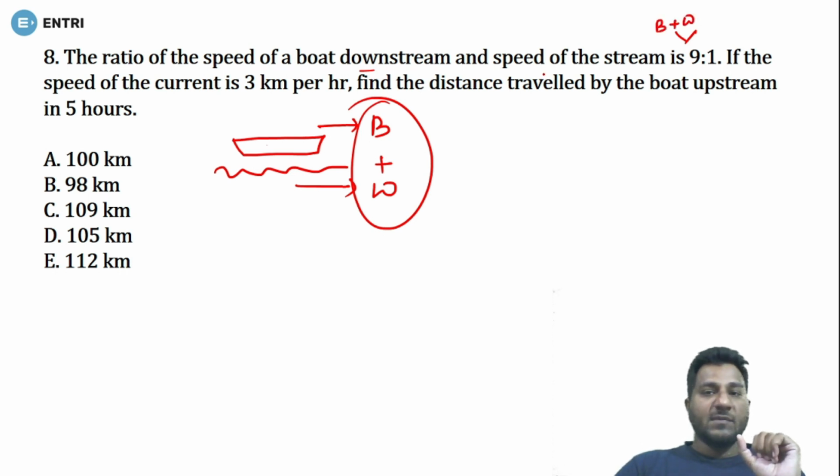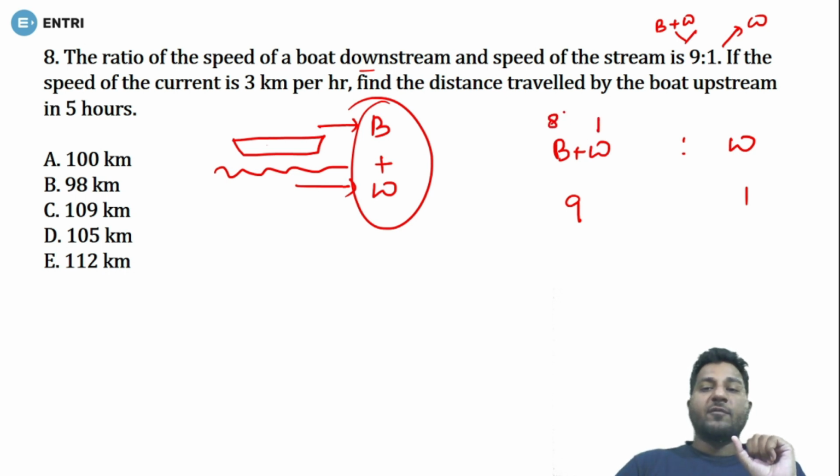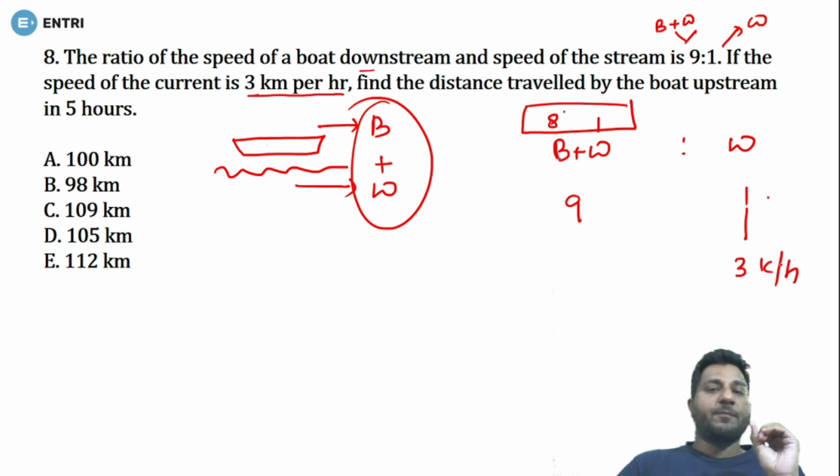Now the speed of the stream has already been given as 1 ratio. That means if boat plus water is 9 ratio while water is 1, the ratio of the boat will be 8. Okay, if the speed of the current is 3 km per hour, find the distance traveled by the boat upstream in 5 hours.